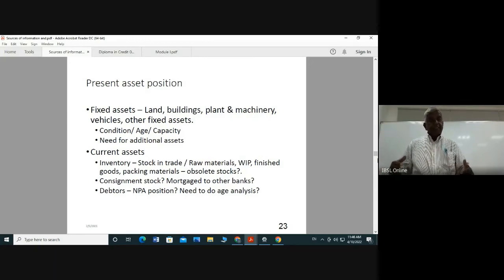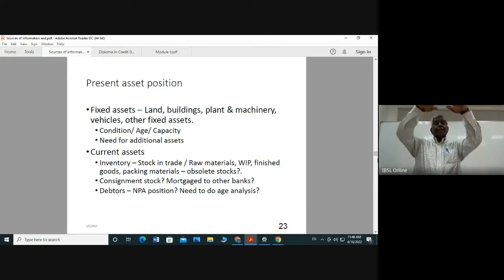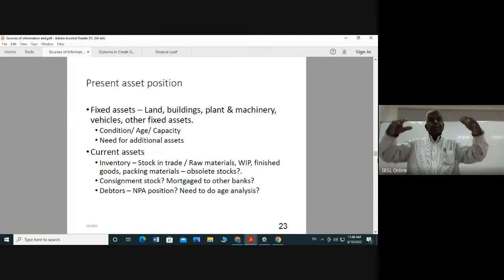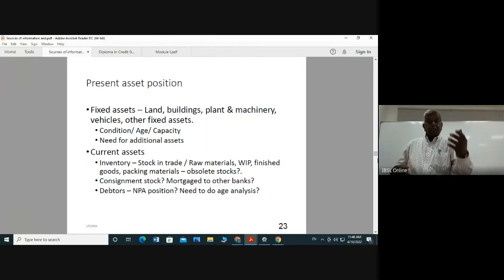Otherwise, this will give an increased value of the debtors. The total current asset value will be inflated because of all these things: the inventory, that is obsolete stock, consignment stock, stock mortgaged to other banks, and then defaulted trade debtors. You have to segregate and separate them. Otherwise, this will give an enhanced current asset value. So, that is the current asset position.